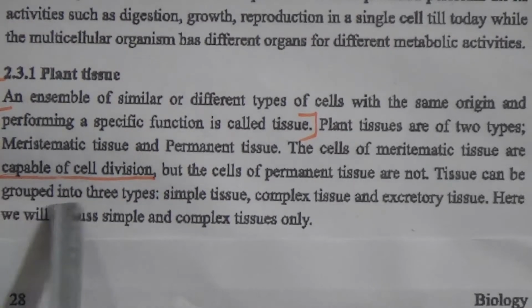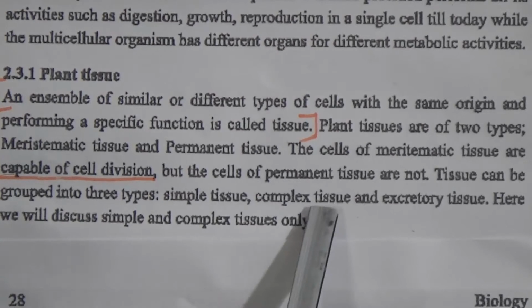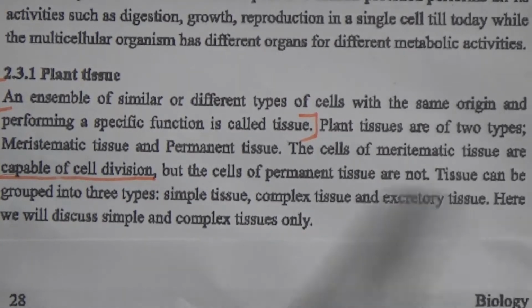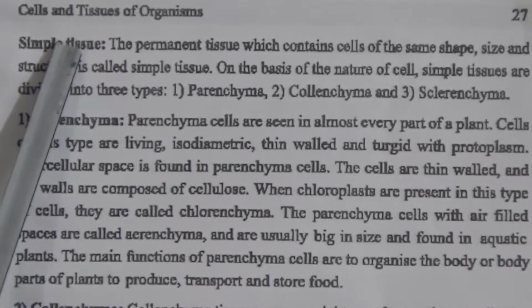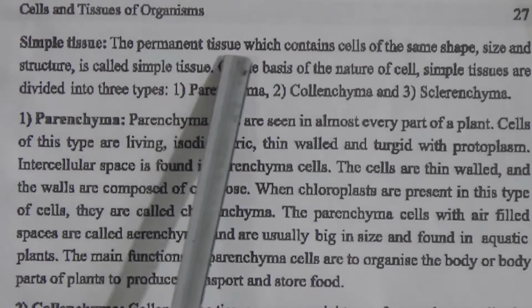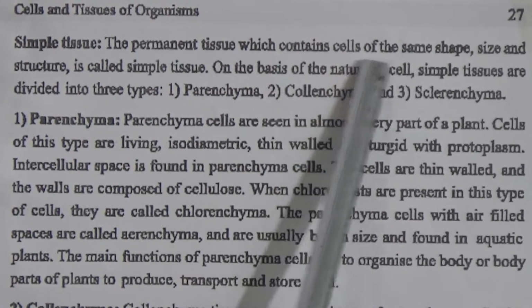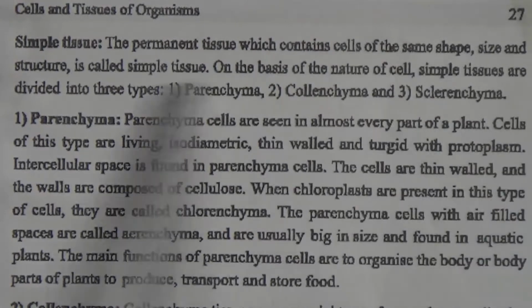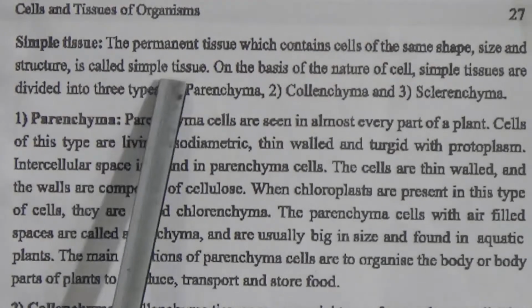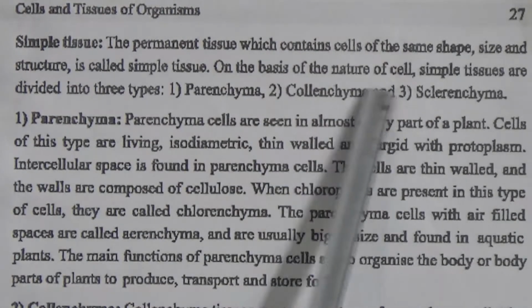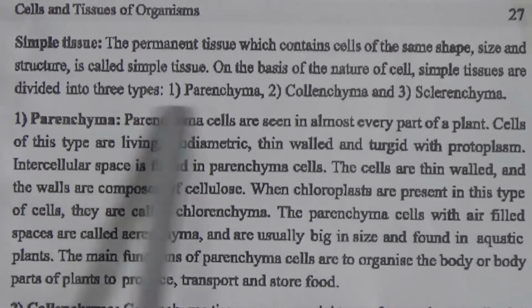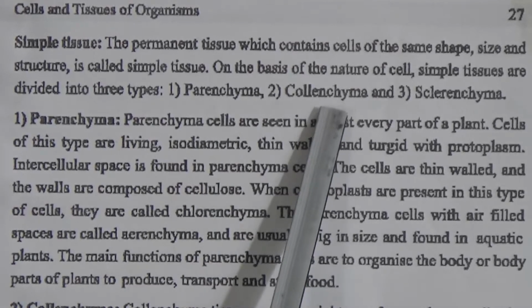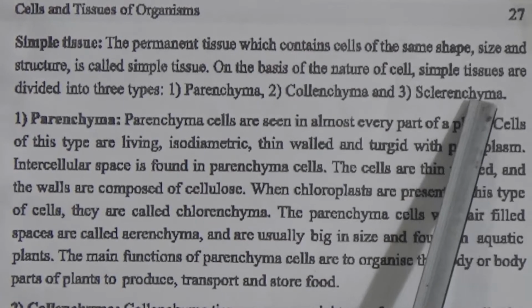Tissue can be grouped into three types: simple tissue, complex tissue and excretory tissue. Here we will discuss simple and complex tissue only. Come to the simple tissue. The permanent tissue which contains cells of the same shape, size and structure is called simple tissue. On the basis of nature of cells, simple tissues are divided into three types. First one parenchyma, second one collenchyma and last one sclerenchyma.